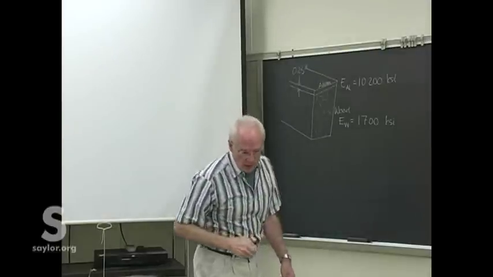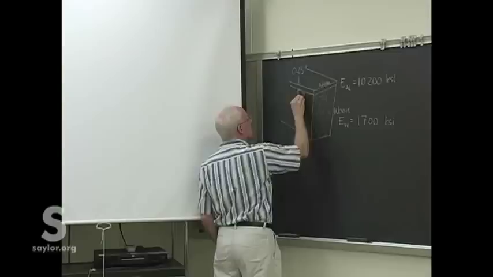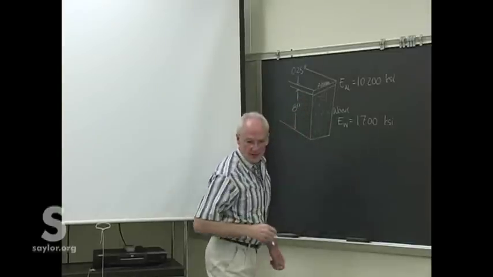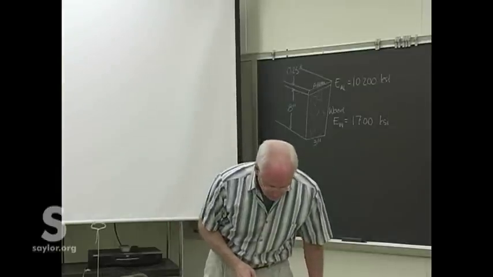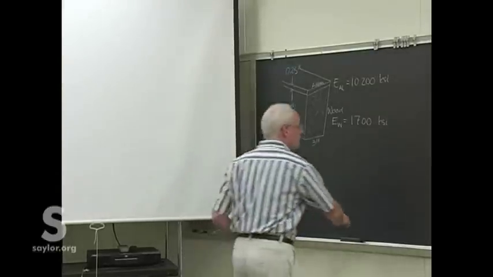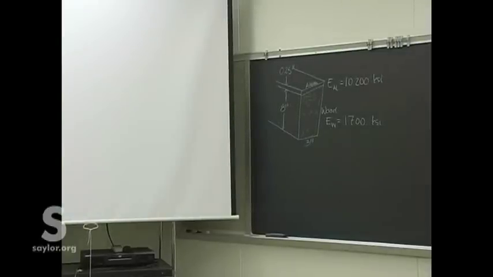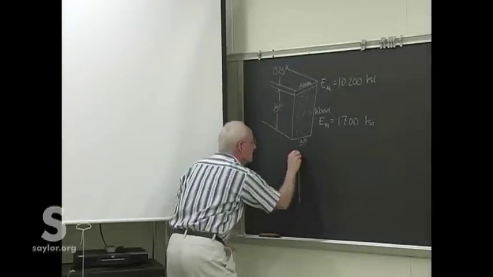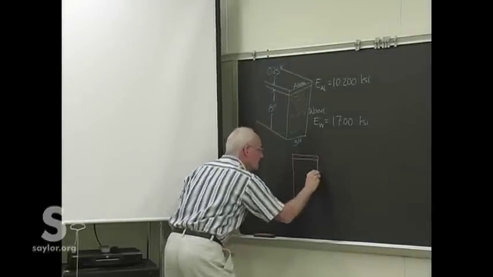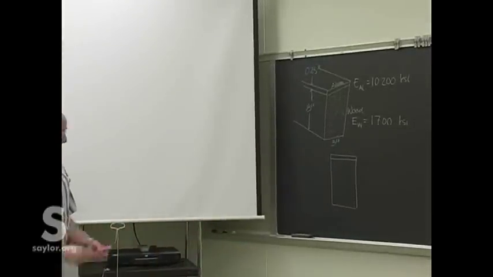The aluminum is 1/4 inch. The wood is 8 inches. The width, 3 inches. Okay, so that's our composite beam. All right, so in pure cross section, it looks like that. Wood on the bottom, aluminum on the top.